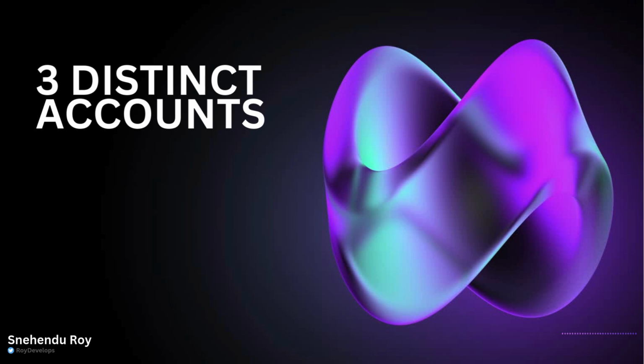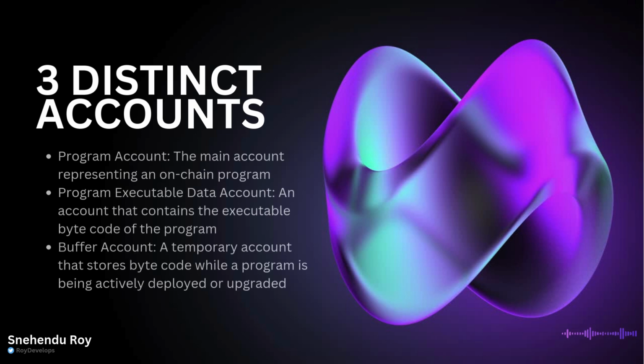Now, what are the 3 distinct accounts? The first is the program account, then the program executable data account, and then the buffer account. Let's give you a quick overview of these 3. The program account serves as the primary representation of the program on the blockchain. It stores the address of the executable data account, which actually holds the program code, and the update authority, which determines who is authorized to modify the program. For simplicity, you can think of the program account itself as the program.